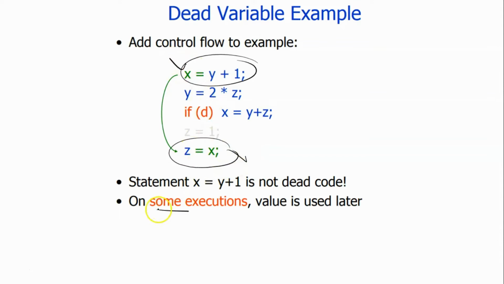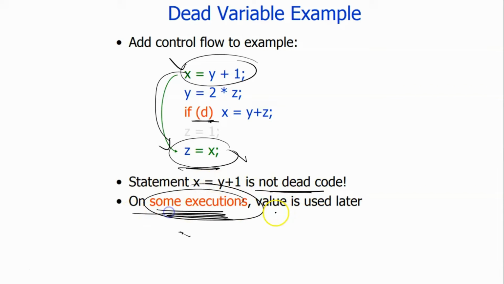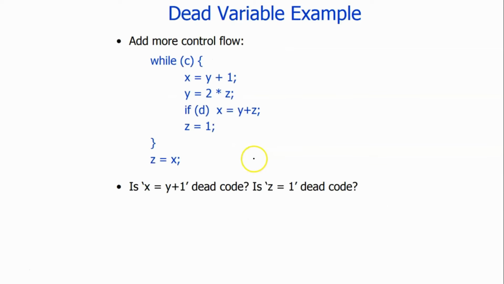In some execution, basically, here is the point: on some execution, maybe this D becomes false and you will use this. So that's why this is not dead code. A statement is not dead code if on some execution its value is used later. So this definition is being used here on some execution, and that's why this is not dead code.